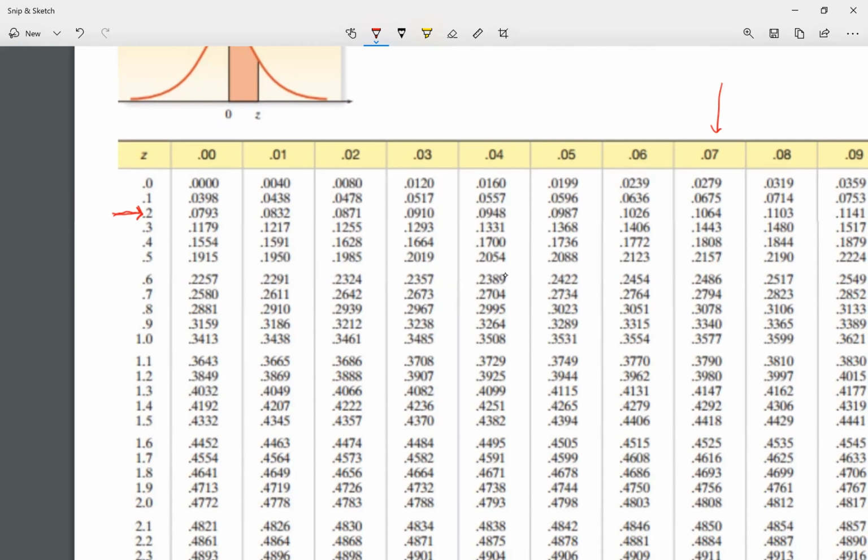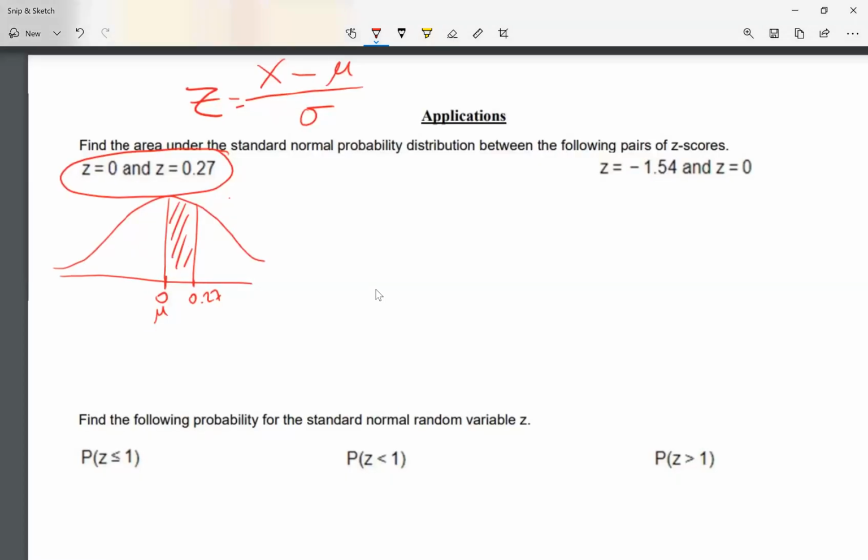Reading this table, 0.27, my probability is 0.1064. Okay. Let me come back to my work here. So I know this area is 0.1064. Good, that's it. It was that simple.